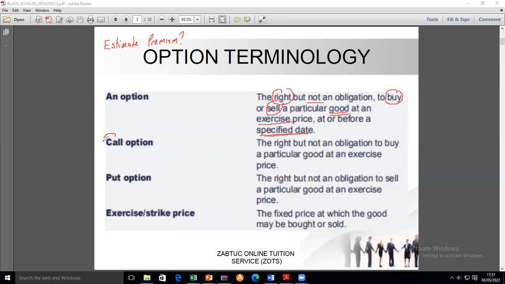We have a call option, which is a right to buy. We have a put option, which is a right to sell. The exercise or strike price is the price at which a product can be bought or sold. So we've got the exercise price, the price at which you can buy or sell. So this is some basic terminology.